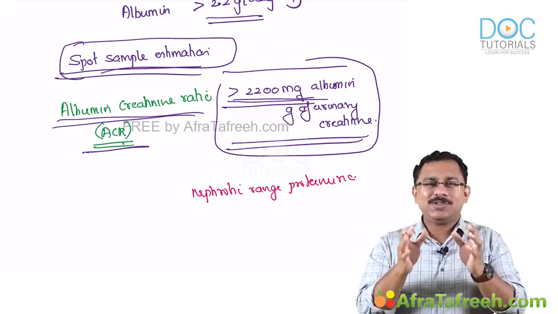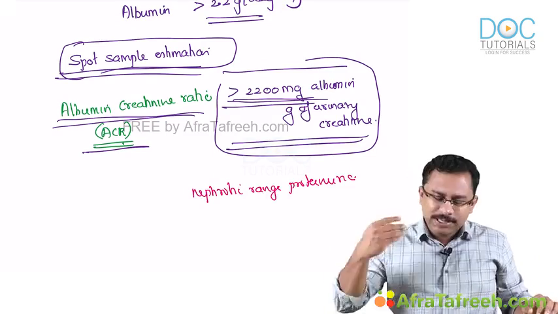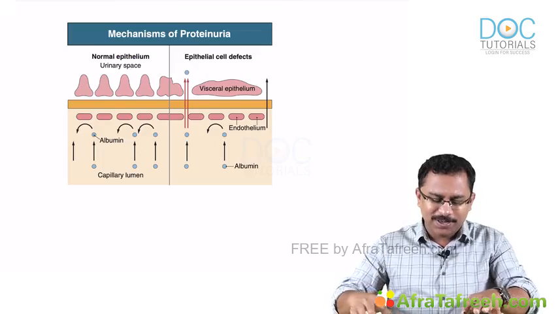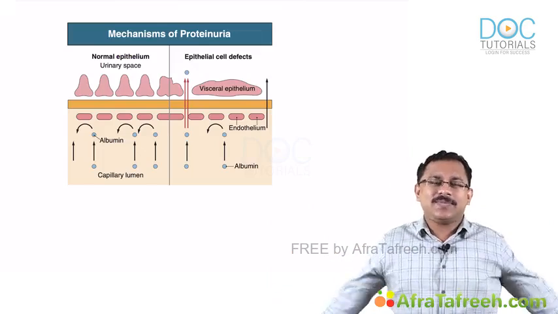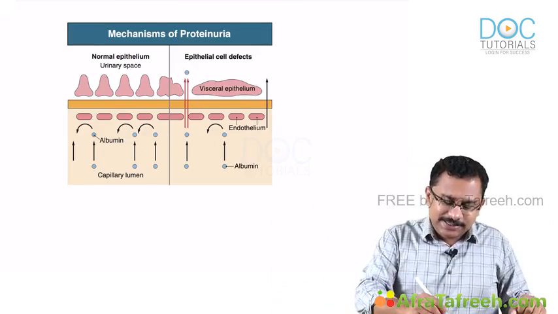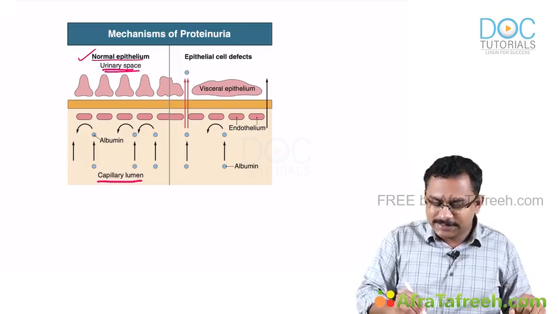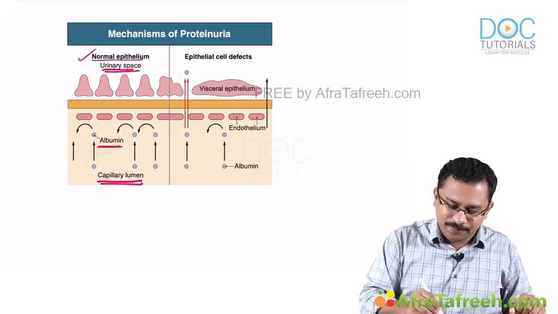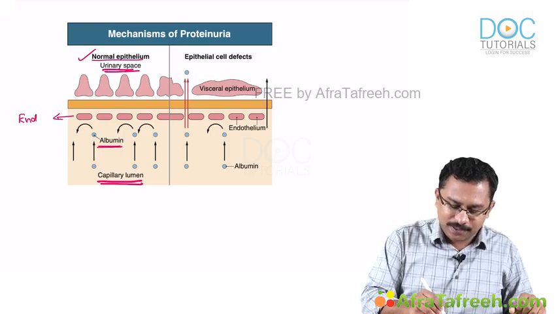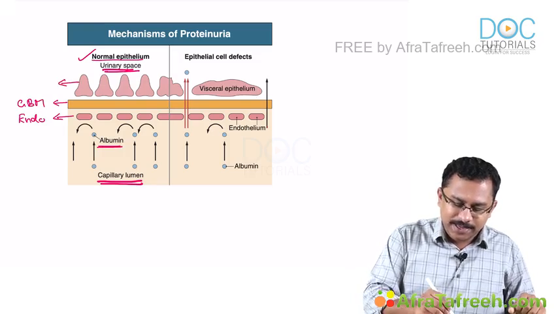Now, you understood so far that nephrotic range proteinuria means so much protein is being lost. I just want you to understand another point on the mechanism of proteinuria in general for the glomerular disorders. On the left hand side, you have the normal epithelium. This is your urinary space. This is your capillary lumen. Proteins like albumin. This is your endothelium, your endothelial layer. And this is your glomerular basement membrane. And this one is the epithelium, that is the podocyte foot processes.